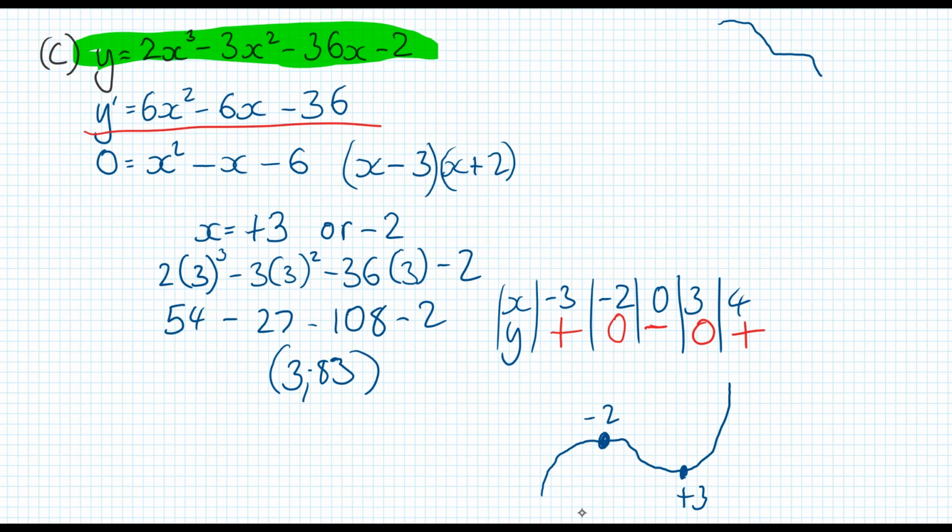Now notice I needed to know the 0, the value in between those. Because if I'd picked either side, I would have had plus and plus, and I would have thought that together they were some sort of weird point of inflection. So when you've got 2 turning points or 3 turning points, you need values in between the turning points so that you don't stuff yourself up.